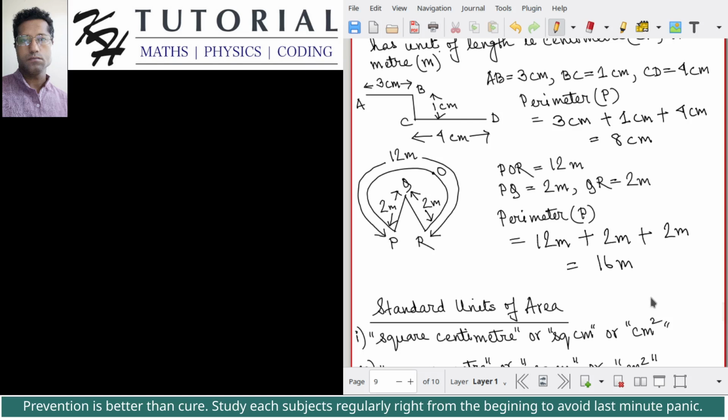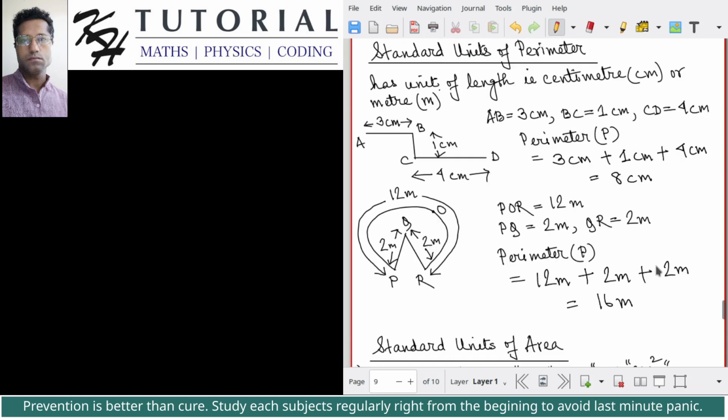This is just to explain with an example how we calculate the perimeter of a given figure in terms of the length of its boundary, using the units of centimeter and meter.